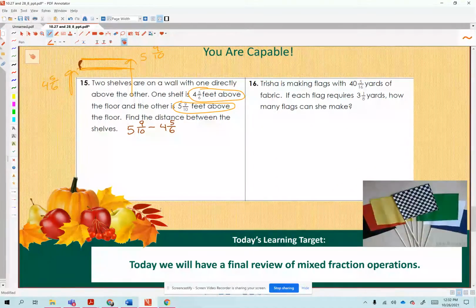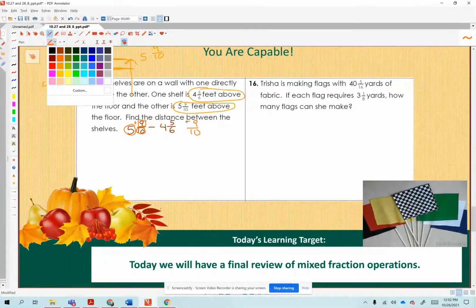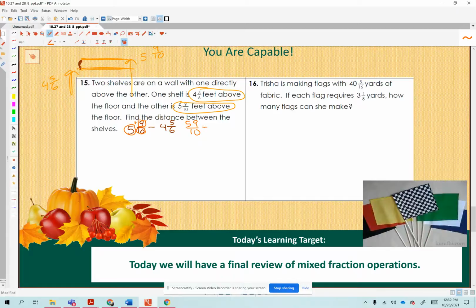So first, for the improper fractions, 10 times 5 is 60, plus the numerator of 9. That would be 69 over 10, or 59 over 10, excuse me. 10 times 5 is 50, plus the 9, so that's 59 over 10, minus 6 times 4 is 24, plus the numerator of 5 is 29 over 6.